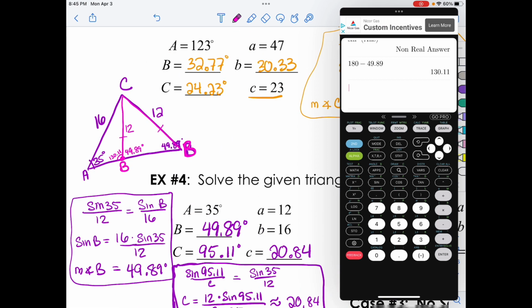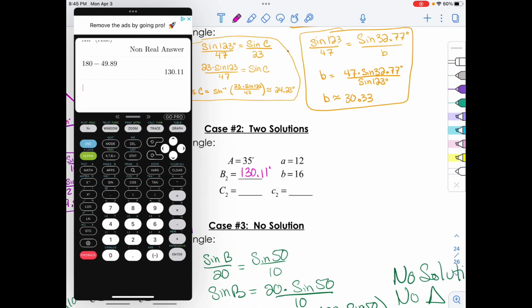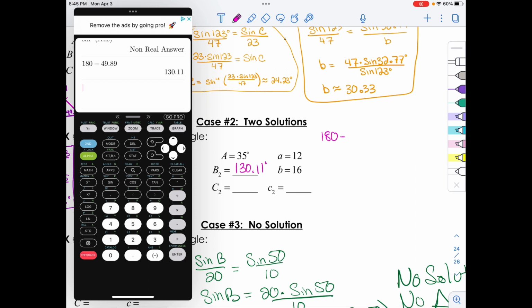That's angle B. So let's label that 130.11 degrees. If this is a real triangle, we should be able to find angle C in the same way we find any other angle in a triangle. So 180 minus 130.11 minus 35. And we get 14.89.